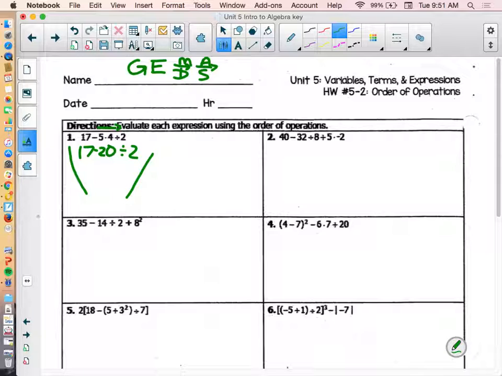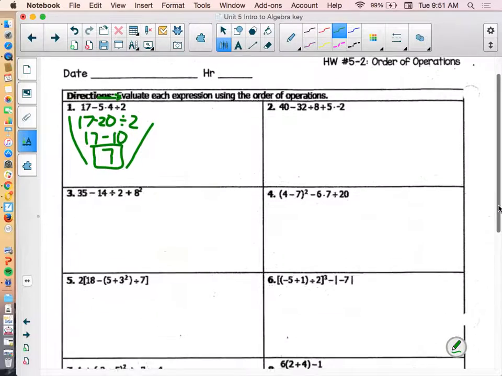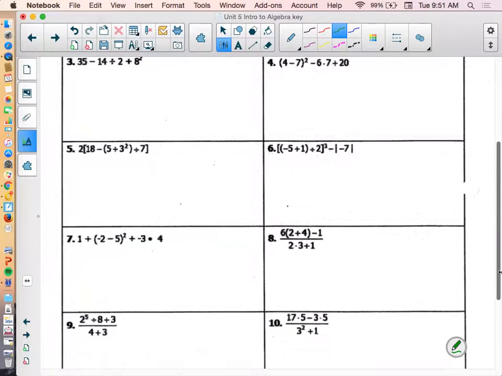So please still use the process of showing work, working down. Now we don't subtract, even though it's tempting. We divide next, so 20 divided by 2 is 10, and then we have 17 minus 10, which is 7. Please, if you could box your final answer, that will be helpful. Let's go ahead and look down here a little bit because there are more complex ones.